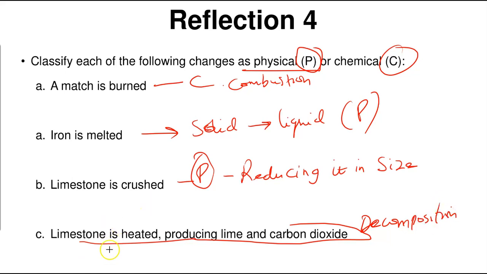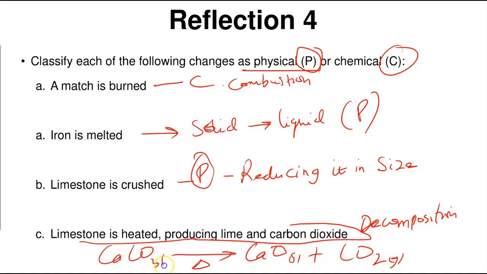What happens here is that limestone itself, calcium carbonate, is heated. The triangle shows heat to form lime, calcium oxide, plus CO2. This is gas. This is solid. This is solid. So this is a chemical change because an entirely new substance has been formed.